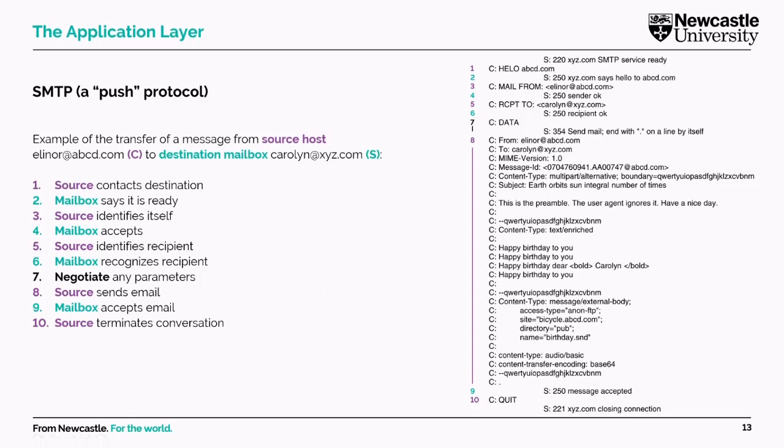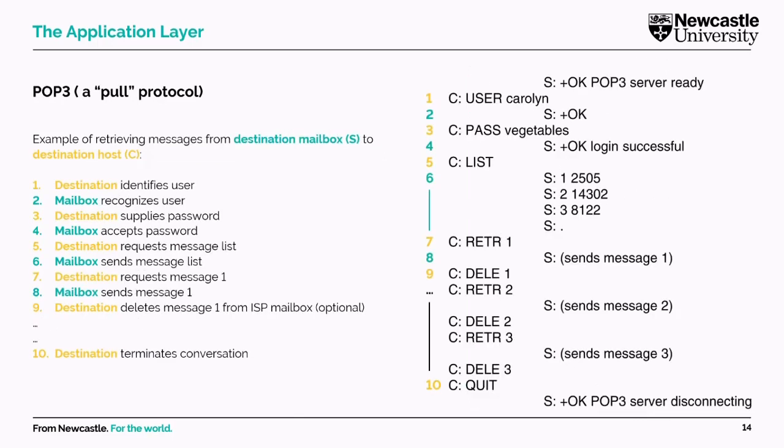So that's SMTP, that's to push the email to the mail servers from the user agent on the originating machine. And POP3 is a different type of protocol. It's used to pull email from the mail server to the destination machine.